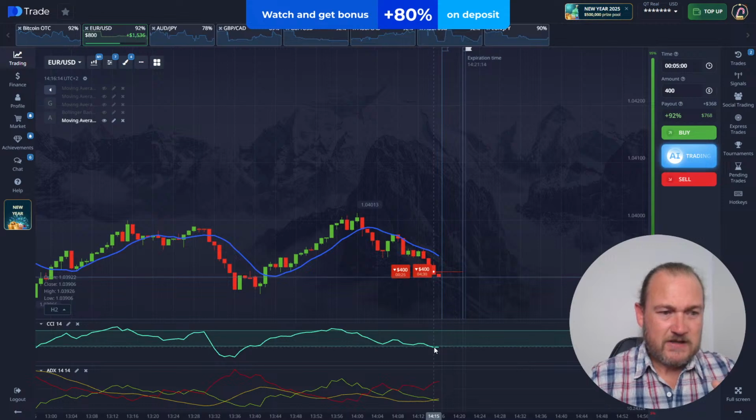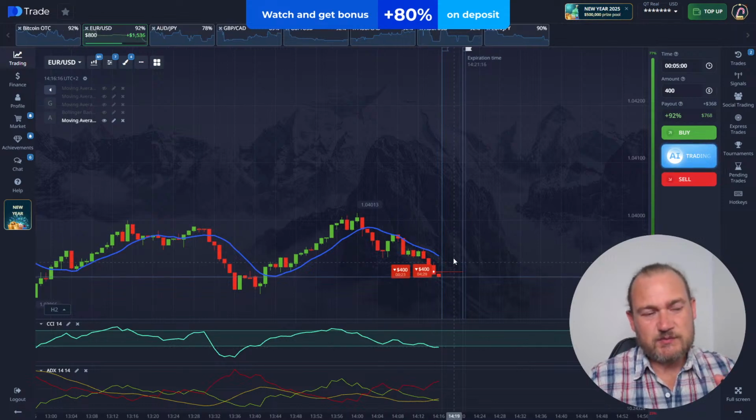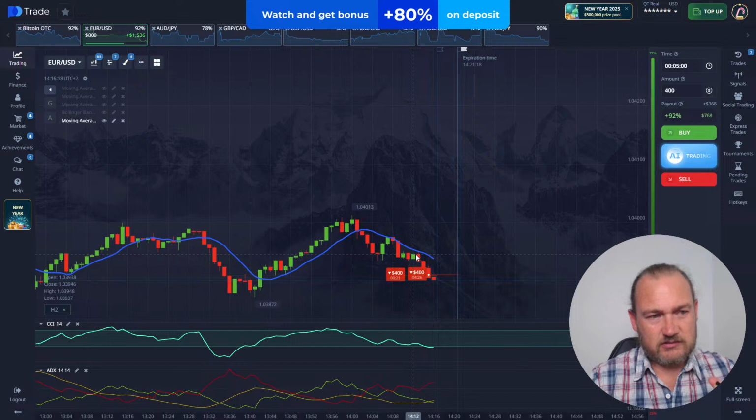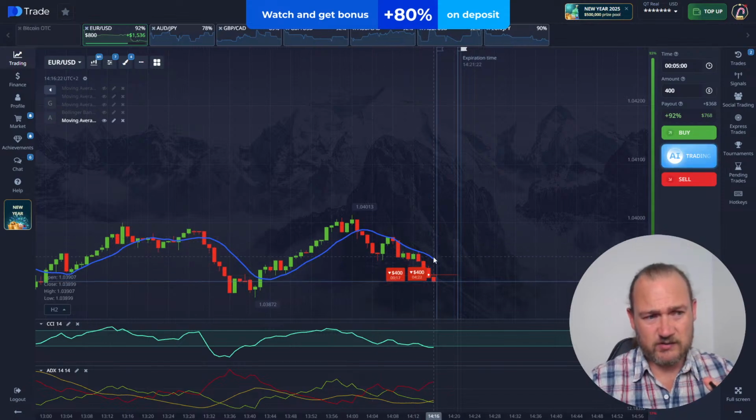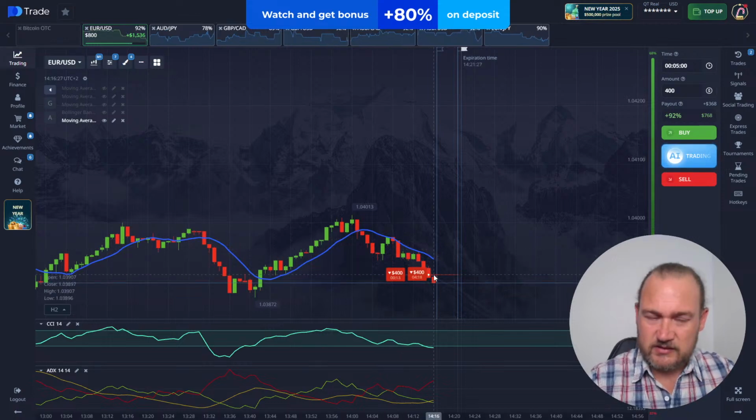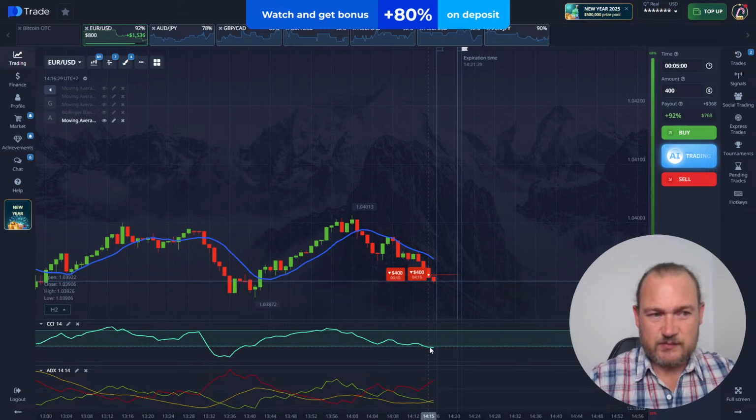Market is oversold, but because we're moving in a strong direction, in an already established trend moving well below the moving average, we're just going to go in the direction of the move, which in this case is bearish. So we just took sells and we're going to ride this out.